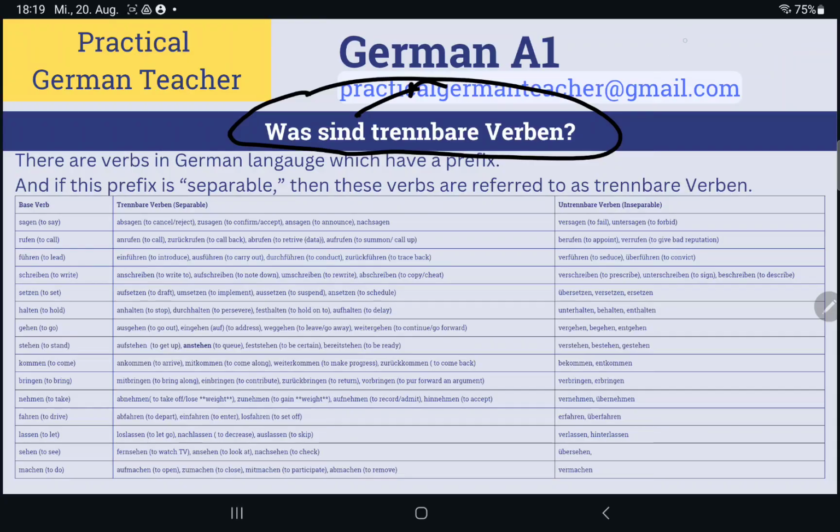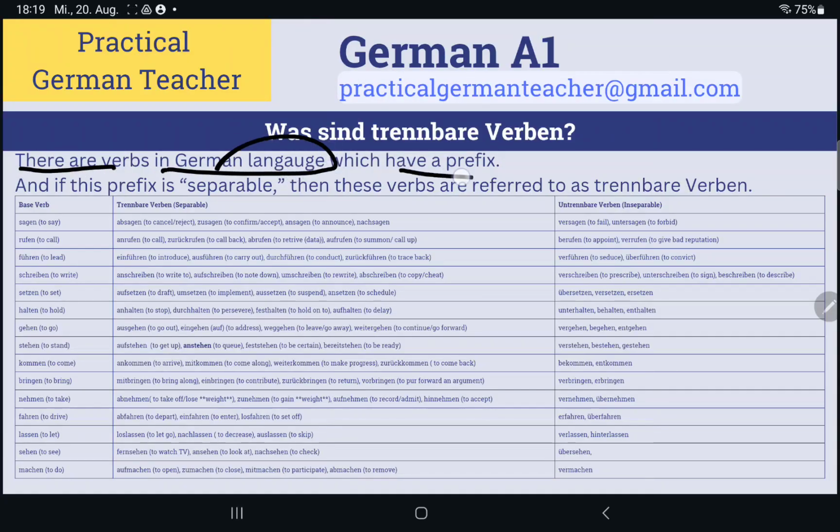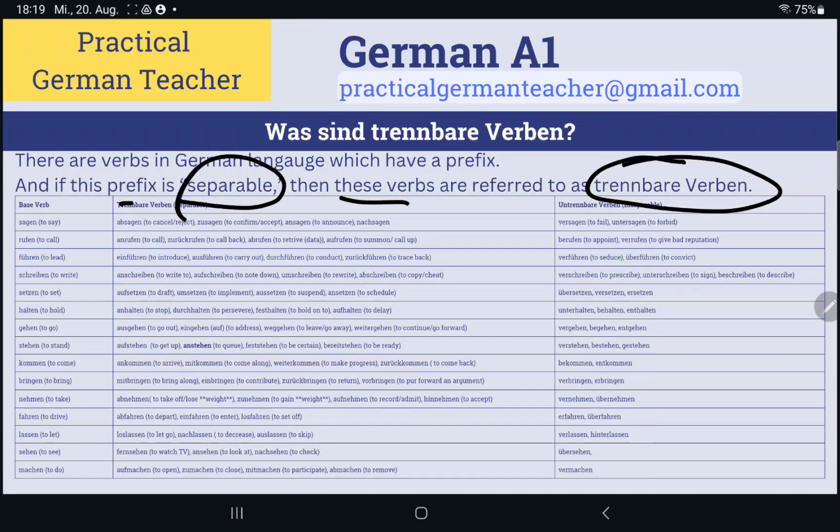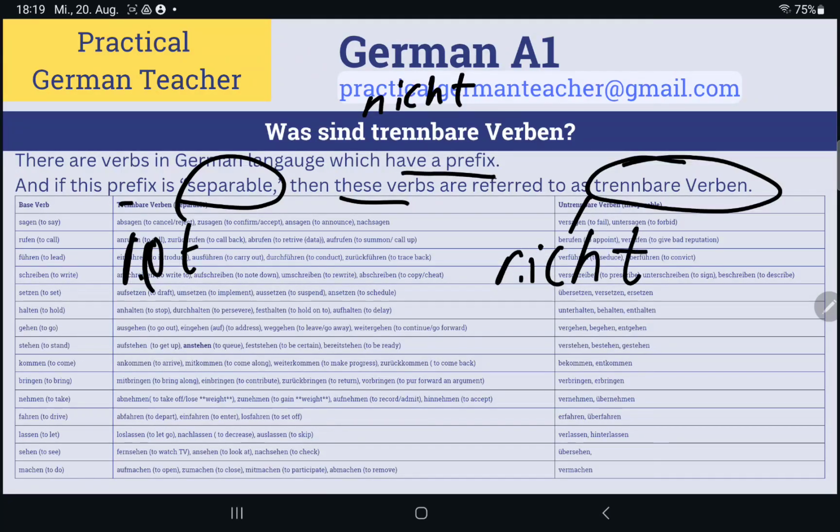And the answer is, there are verbs in the German language which have a prefix, and if this prefix is separable, then these verbs are referred to as trennbare Verben. That's a simple answer. And was sind nicht trennbare Verben? The answer is pretty straightforward. There are verbs in the German language which have a prefix, and if the prefix is not separable, then these verbs are referred to as nicht trennbare Verben. That's all. That's the definition.